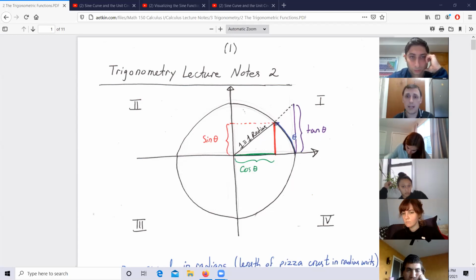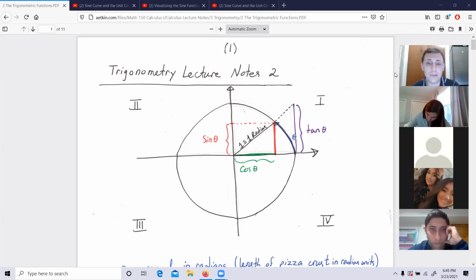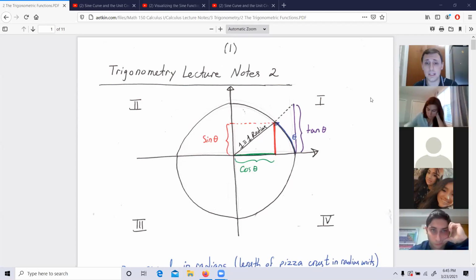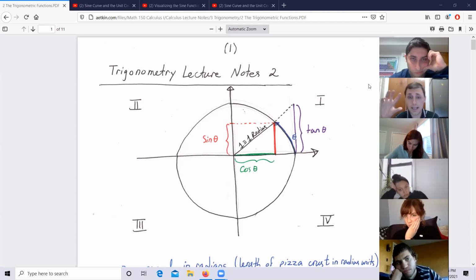Good. And then I have this right triangle, and I consider proportions of that right triangle. So, for instance, this red piece of rope is signed when I measure the length in terms of radius units. Do you understand?